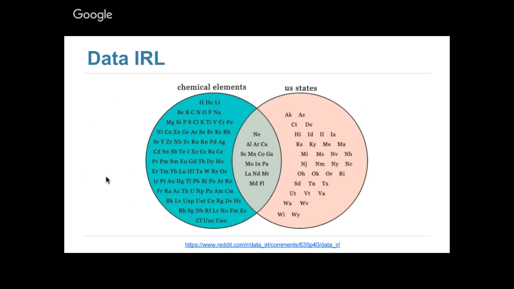Okay, let's try another one. Here I have chemical elements on the left-hand side, US states on the right-hand side. It turns out that there are some chemical elements that also happen to be abbreviations of US states. Why is this useful? It's not useful. It's data in real life.